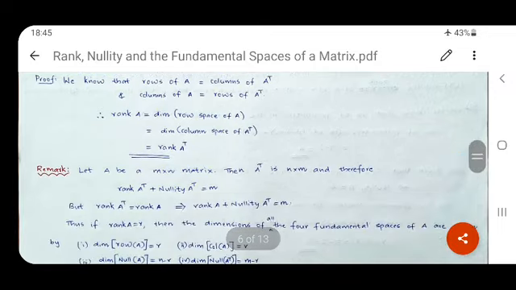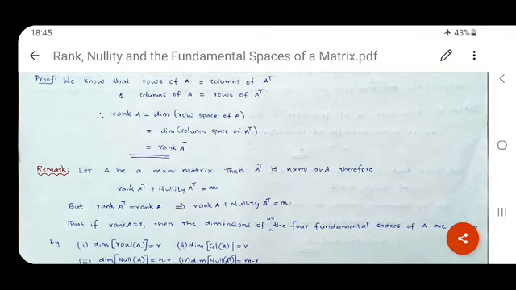So remark, let A be an m by n matrix, then A transpose is an n by m matrix, and therefore rank A transpose plus nullity A transpose is equal to m. But rank A transpose is equal to rank A, therefore rank A plus nullity A transpose is equal to m.